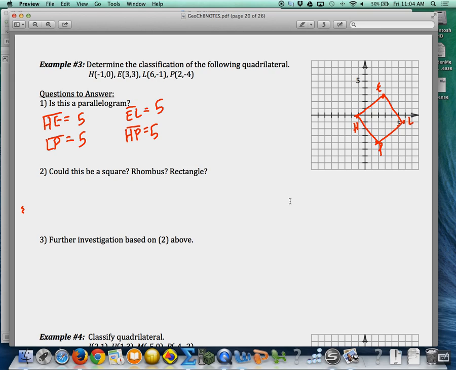Correct. Okay, so we know that this figure is a parallelogram. Why? Opposite sides are parallel, congruent. They're the same length. So we're going to say our figure HELP is a parallelogram, because opposite sides are congruent.